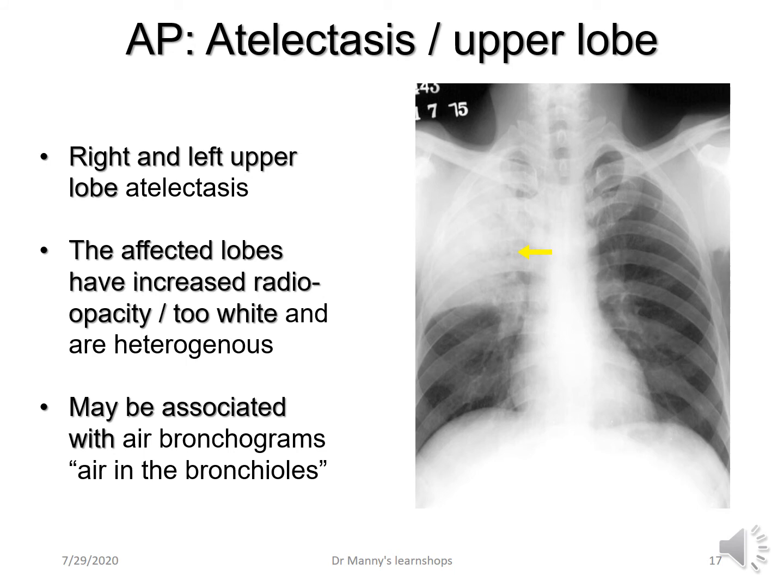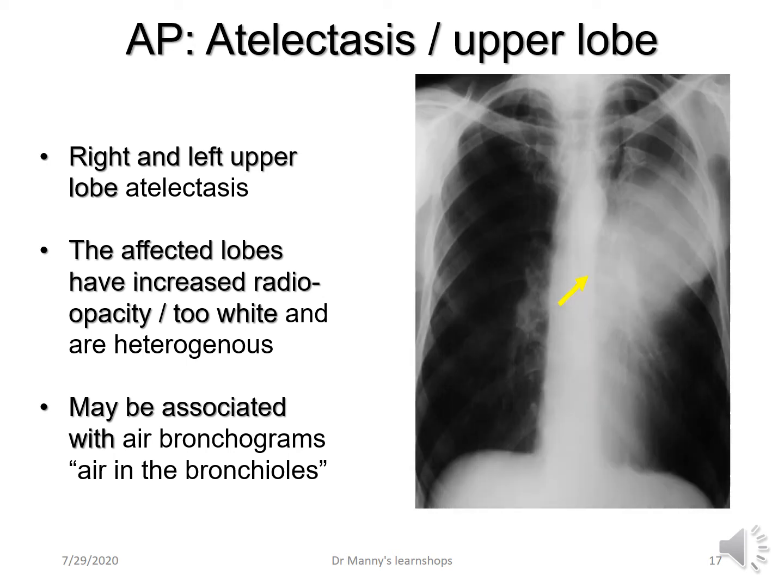Here's an example of atelectasis in the upper lobe. You can have it in the right upper lobe, which is what this X-ray is demonstrating. And the affected lobes have increased radiopacity. They're too white, but they're patchy, heterogeneous. And they can be associated with air bronchograms, which is air in the bronchioles.